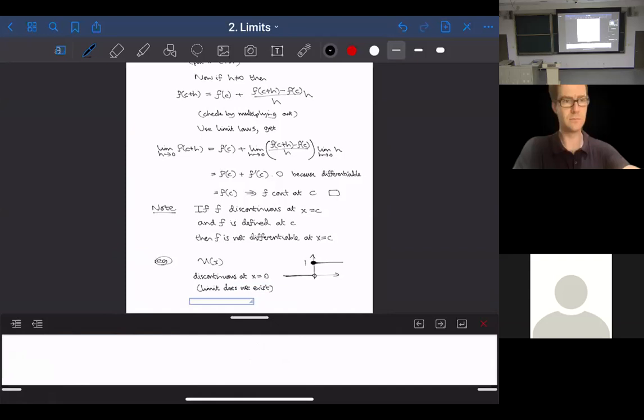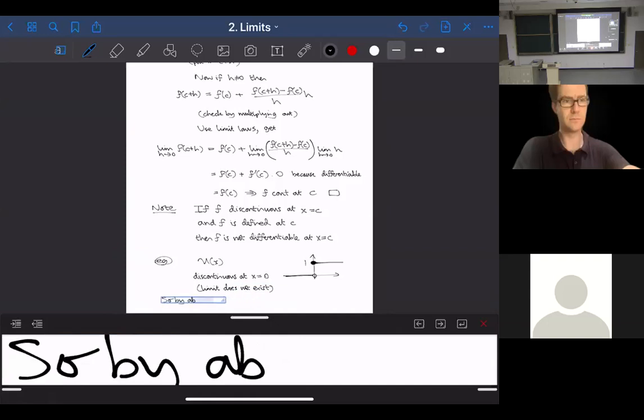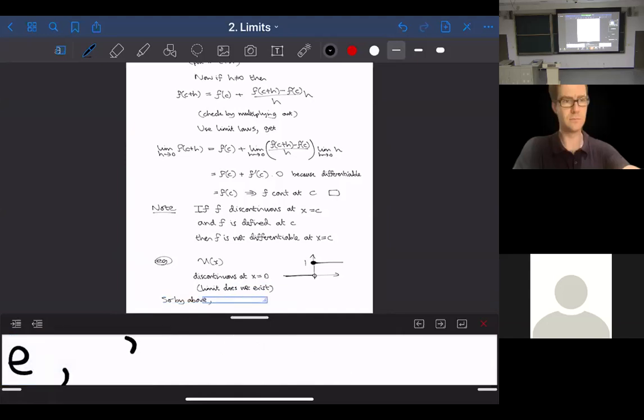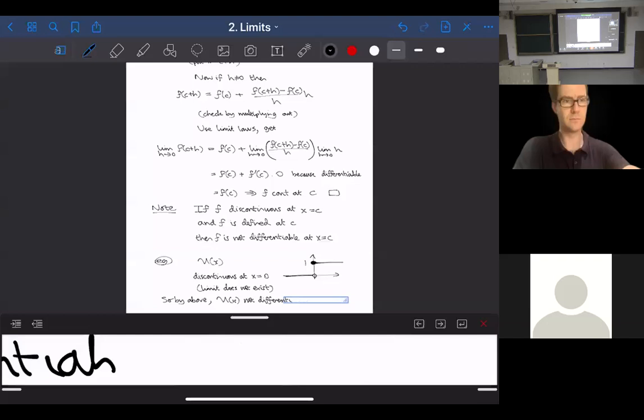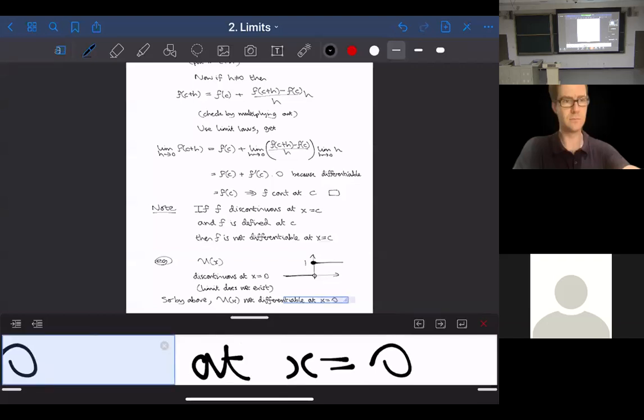So by the above, u(x) is not differentiable at x equals 0. And that fits the pictures we had before. If a function jumps, then we don't expect it to be differentiable. But this is a proof of it.